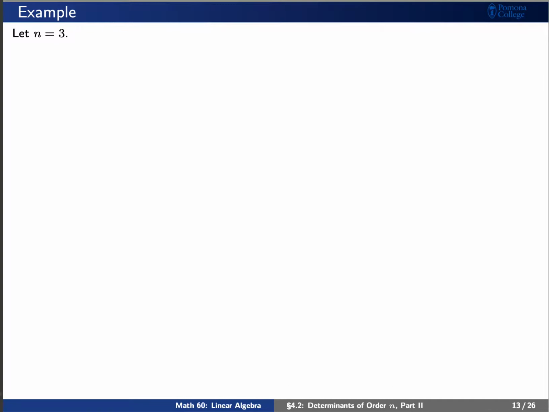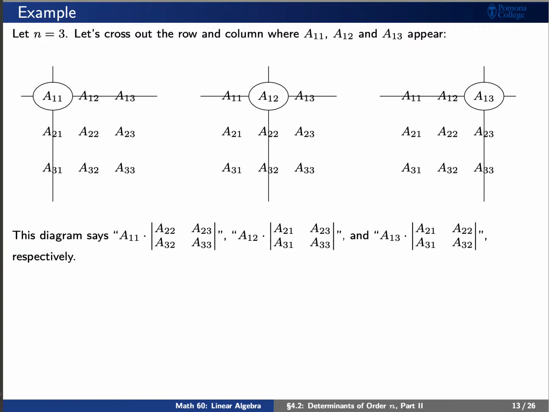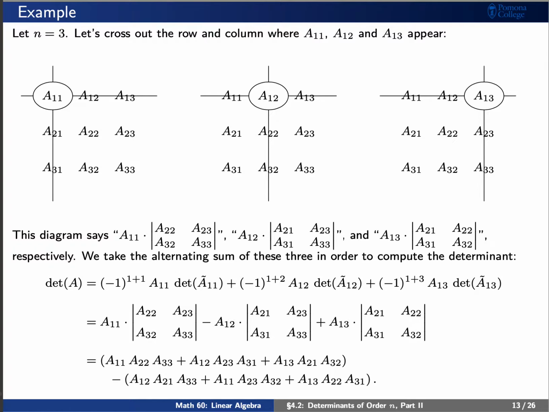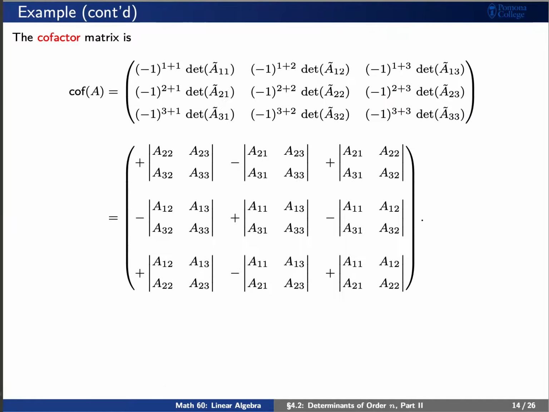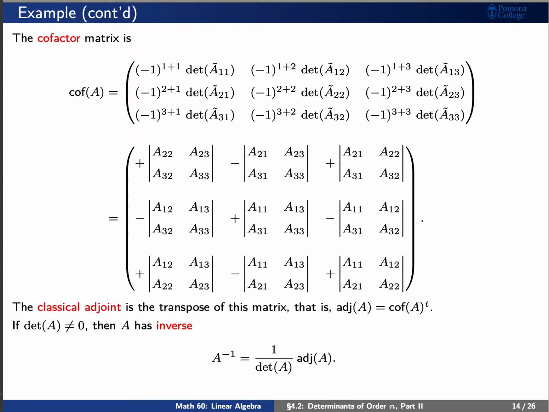As another example, let's consider n is equal to 3. Here, just like before, we can cross out the entries in the first row. From the diagram here, we can actually see that the determinant can be expressed using 6 terms. The cofactor matrix can be found via this checkerboard pattern, plus minus plus minus plus, times various 2 by 2 determinants. The classical adjoint is just the transpose of this matrix, and just like with the 2 by 2 matrices, the inverse of our matrix A is 1 over the determinant times the classical adjoint.